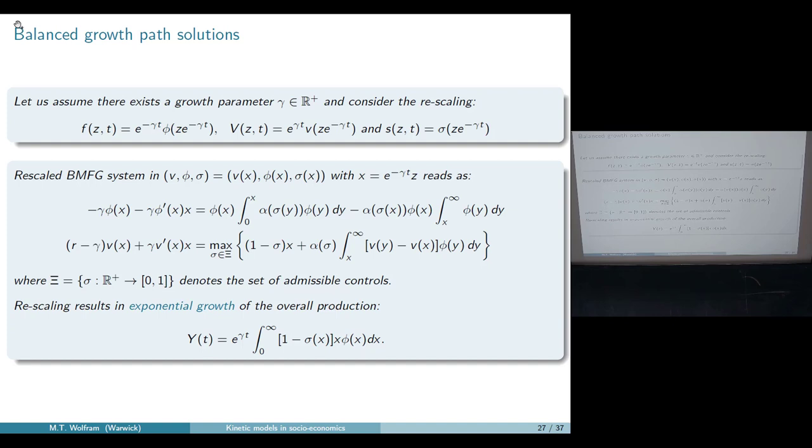But you can do the same here for this y of t. This is our production function. And if I do this in this way, I plug in this expression for the s, get the sigma, and then my new variable x, and so on, then somehow miraculously there is an e to the power of gamma t popping up in front of it. And so now, if I find such a scaling, or if I find such a gamma, then, okay, I would have exponential growth in my overall productivity. So his question was, can I actually find a gamma such that I can do this rescaling?